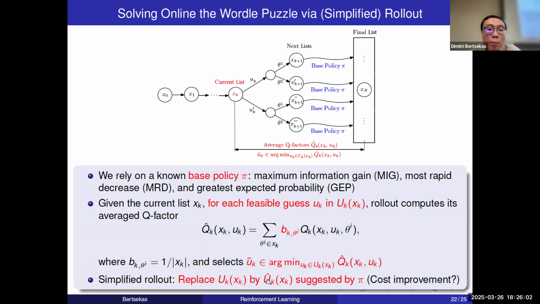And I claim that by doing so, I still have the cost improvement property maintained compared with examining all the controls. Can someone explain why we still maintain the cost improvement property? Yes? Okay. You're thinking. The base policy already is contained. Sorry? The base policy is already contained.